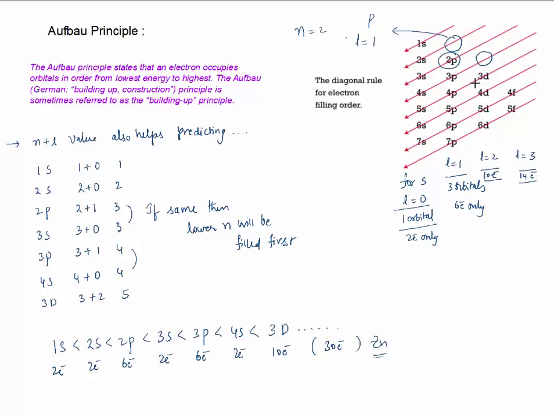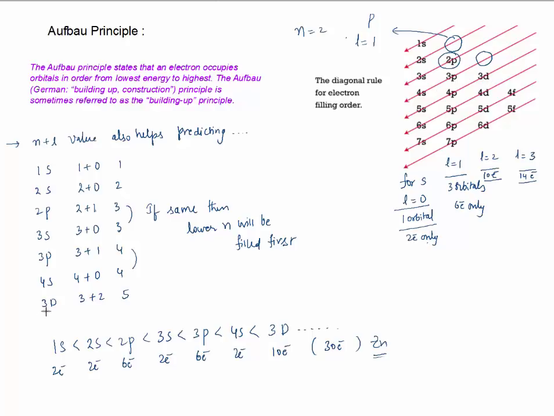Now, you can do it in one more way, that is by adding the n plus L values, you can predict 1s, 2s, 2p, 3s, 3p, 4s, and 3d. Please remember s has one orbital, so it will take 2 electrons. L value 1, p will take 6 electrons, d will take 10, f will take 14.